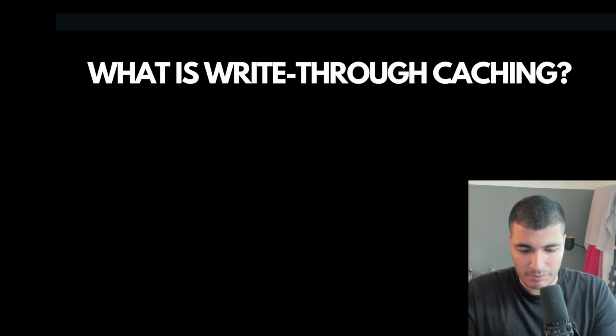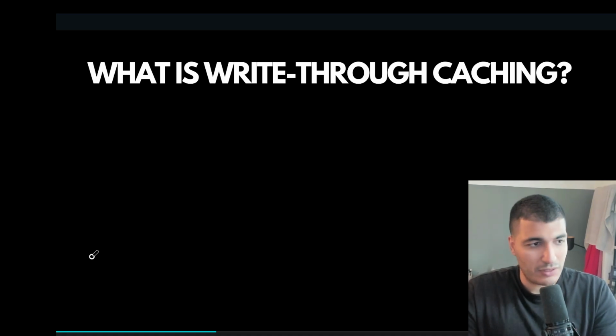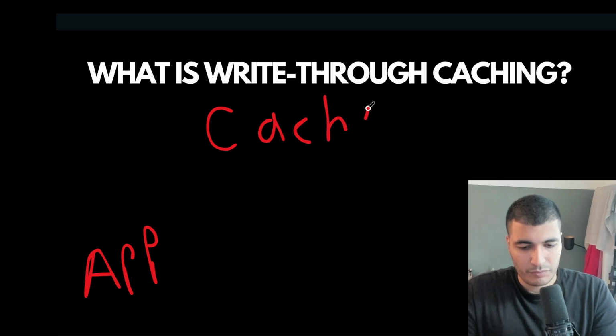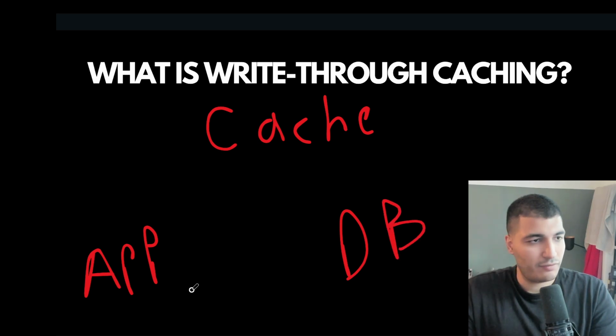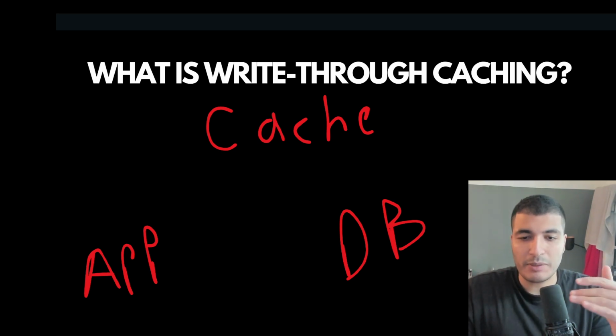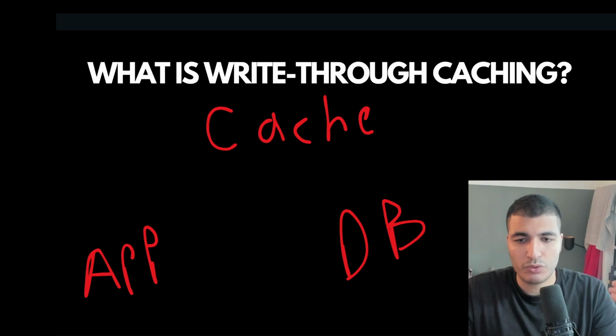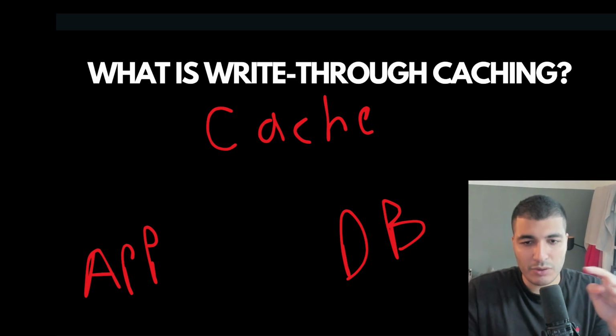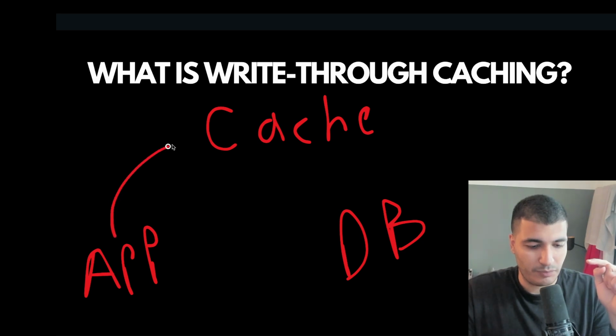So for example, let's just take a pen here. Let's say that we have our application, call this app, and we have here our cache, and we have here our database. We have these three components. So your application wants to update a piece of data. Say, for example, it wants to update the user profile for ID 456. It sends this update request to the cache system.